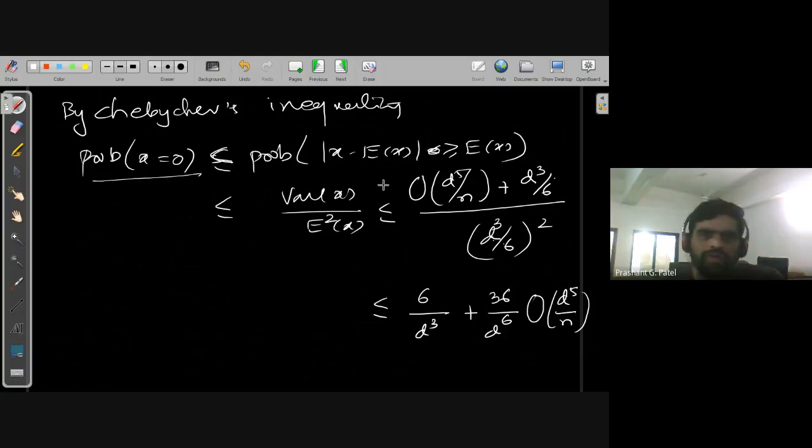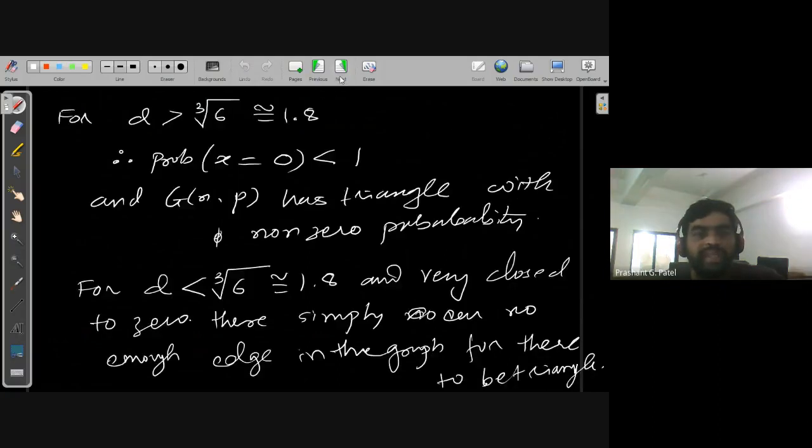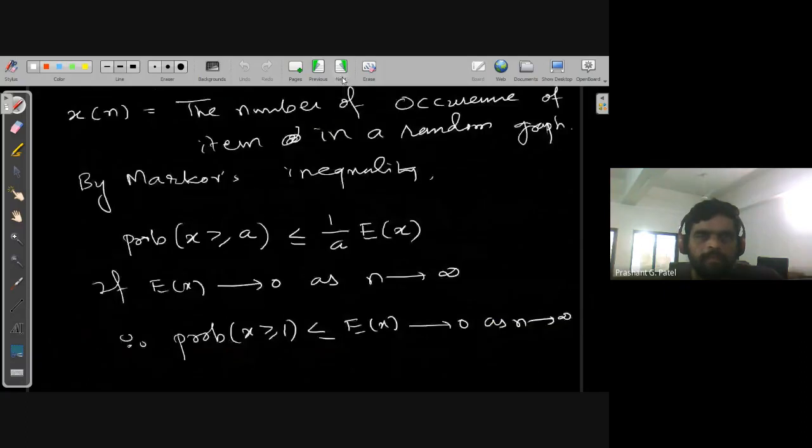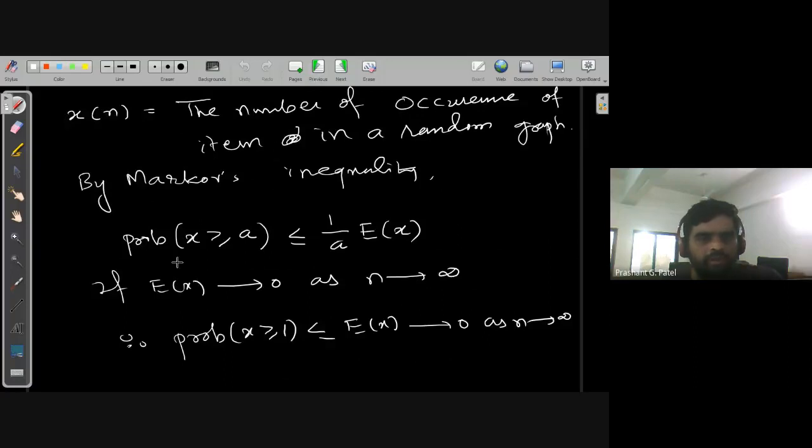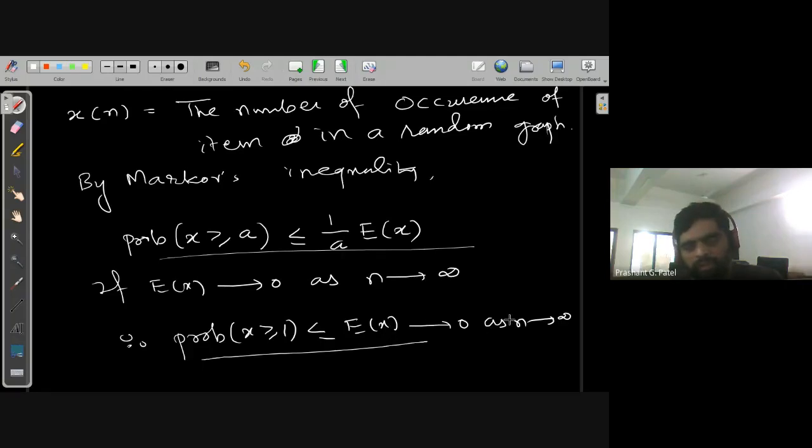So for that we need to understand what the second moment method means. The first moment method we already discussed: if E of X goes to 0 as n tends to infinity, we come to know that the probability of having that item, that is, X greater than or equal to 1, goes to 0.